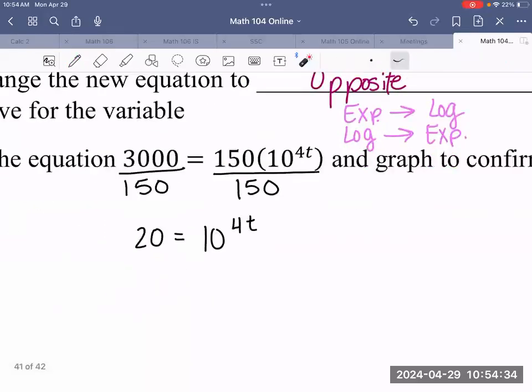Now, why do we want to do this? Well, keep in mind, we are trying to solve for t and get t alone. Can this 20 really have a base of 10? No, so we can't do it that way. So instead, we need to transform it into a logarithm and throw it into your calculator.